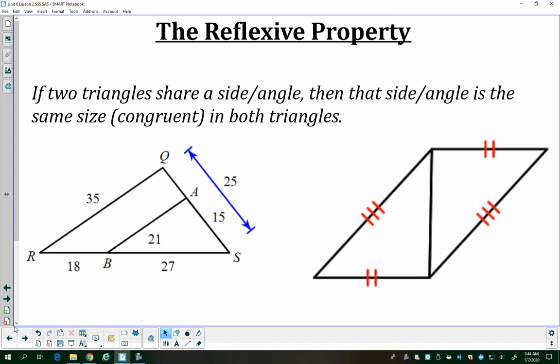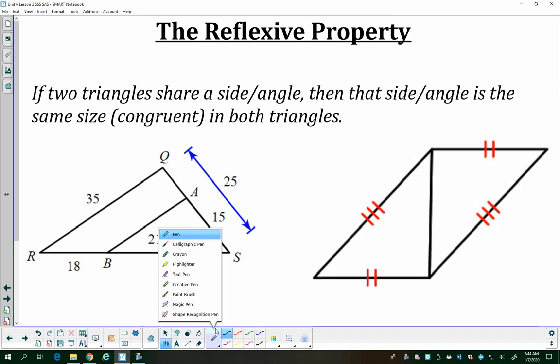And before we get into that, we do need to discuss a property that might be new to you. So sometimes we'll have triangles that overlap or they share a side or an angle. And when that happens, that side or angle in both triangles is going to end up being the same size. So it's a corresponding angle or a corresponding side that's congruent. So for example, in this picture, I have this big triangle RSQ, and I have a smaller triangle I'll call BSA.